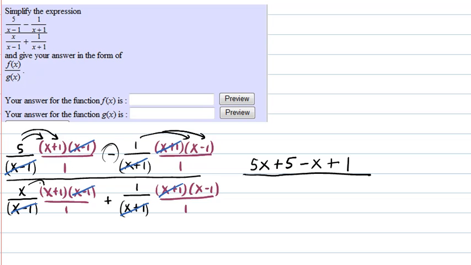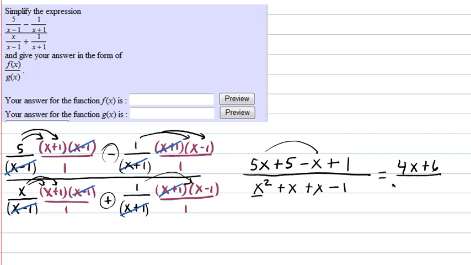On the bottom, I'm distributing an x to x plus 1, so I'm going to have x times x is x squared, and x times 1 is x. And then I've got an addition, so you don't have to worry as much about the addition. We've got 1 times x is x, and 1 times negative 1 is negative 1. So now let me just simplify the top and the bottom. Combining like terms on top, I'm going to have 4x plus 6. And on the bottom, I've got x squared plus 2x minus 1.